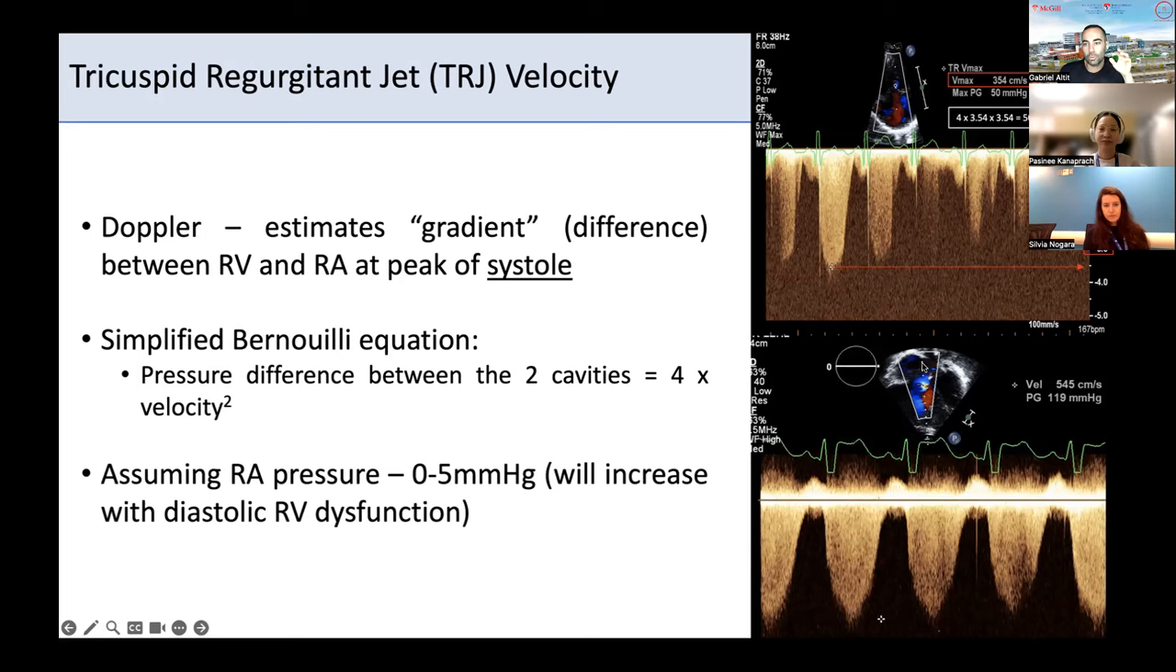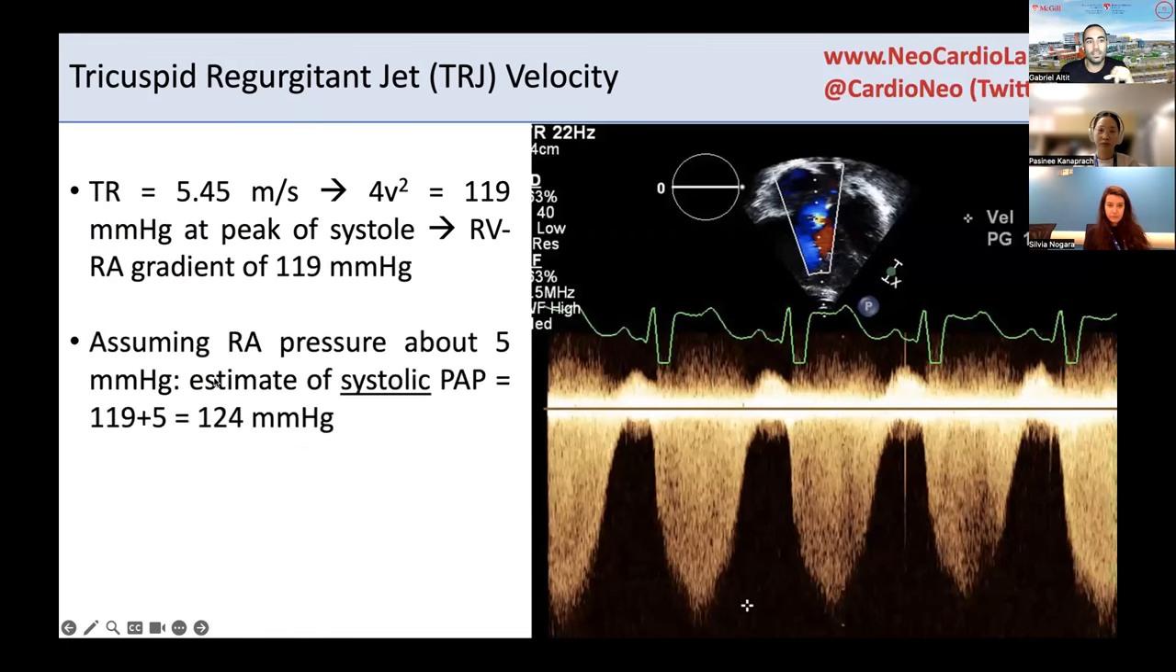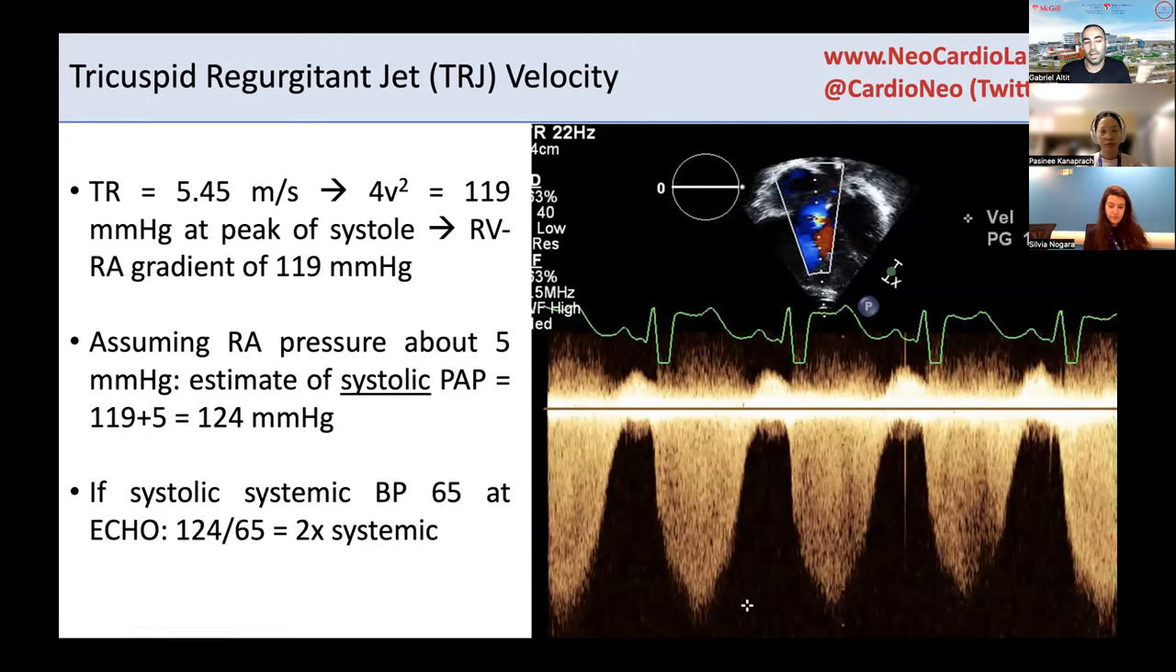And if you assume that the right atrial pressure is 5 and you have a gradient of 119, if you do 119 plus 5, it's going to give you the peak RV systolic pressure, which in this case is going to be 124. And if you assume that the peak RV systolic pressure is the same as the peak systolic pulmonary pressure, this is going to give you an estimated systolic pulmonary arterial pressure. Okay, so 4V squared gives you 119. You add 5, it gives you 124. So the RV peak systolic pressure is an estimate of the systolic pulmonary arterial pressure. So it's an estimate for pulmonary hypertension, for example.